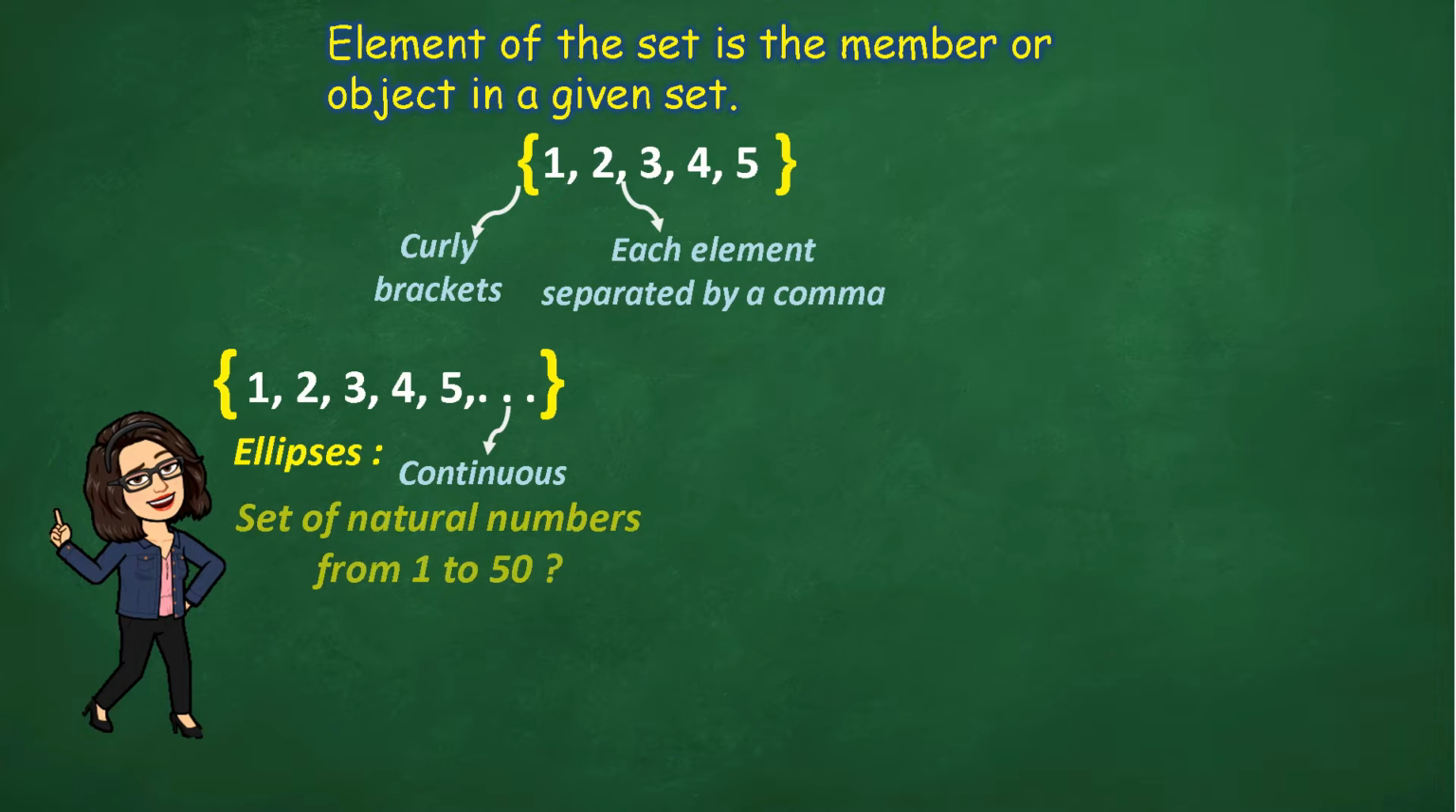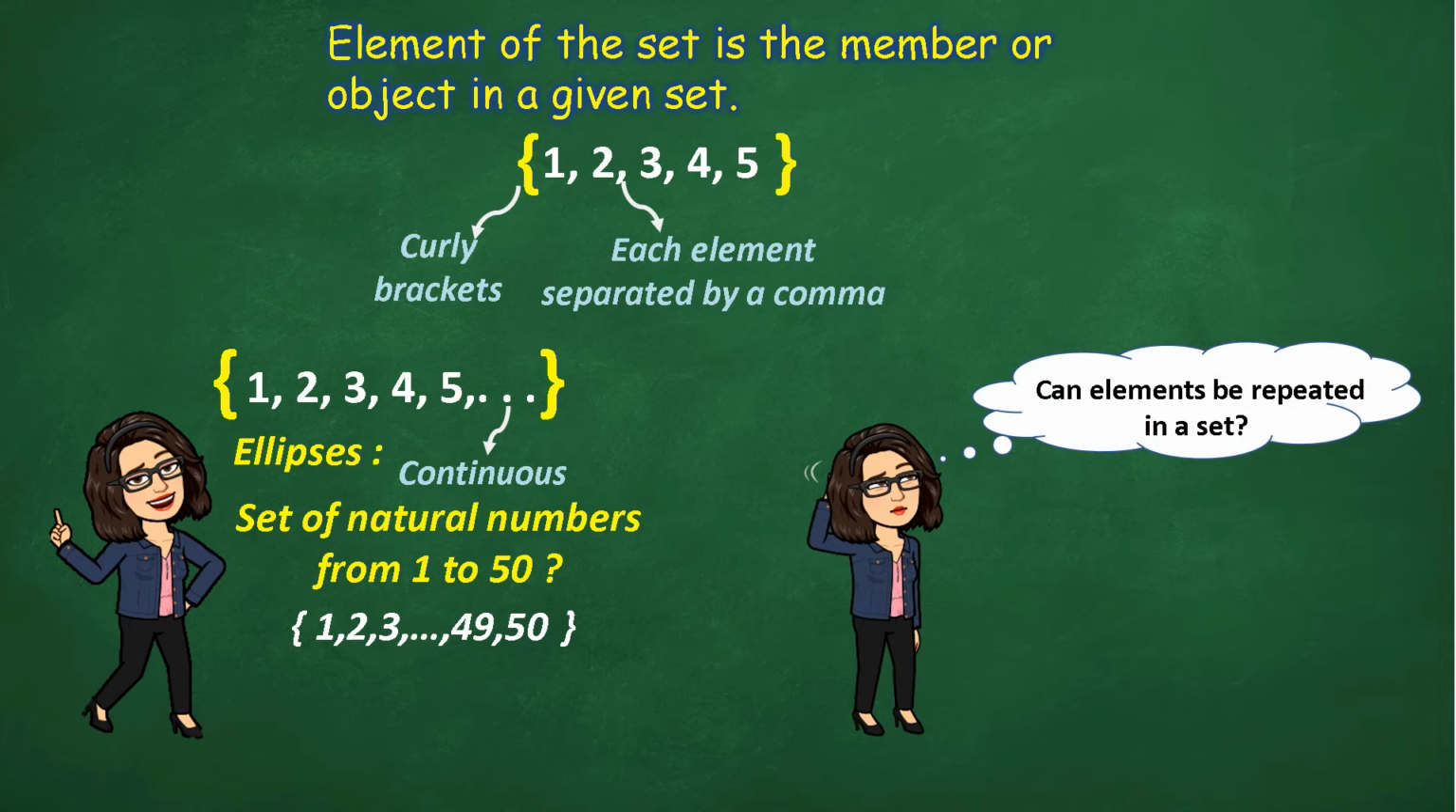Can we write the elements of the set of natural numbers from 1 to 50? Yes, we can. We can list down all the elements of the natural numbers from 1 to 50. But then, it's still much easier to write it in this way. 1, 2, 3, the first three initial numbers, then the three dots or ellipses, then the last two final numbers.